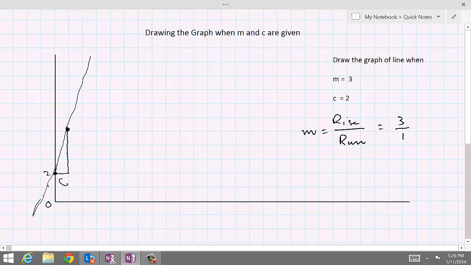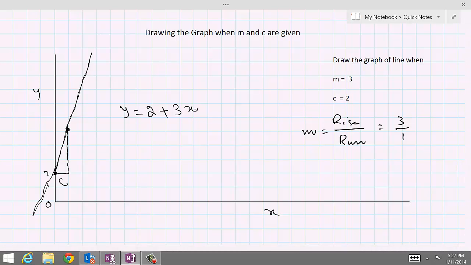Here, if there is no name given, then obviously this is y and this is x, and according to our last lesson, y is equal to the c value, which is 2, plus m, which is 3, times the quantity on the horizontal axis, which is x. So y is equal to 2 plus 3x, is the equation of the straight line.